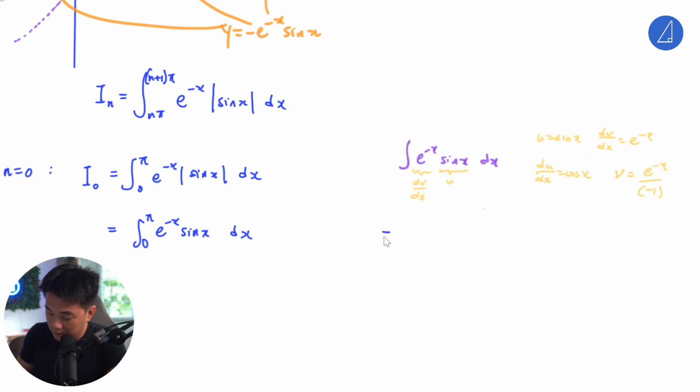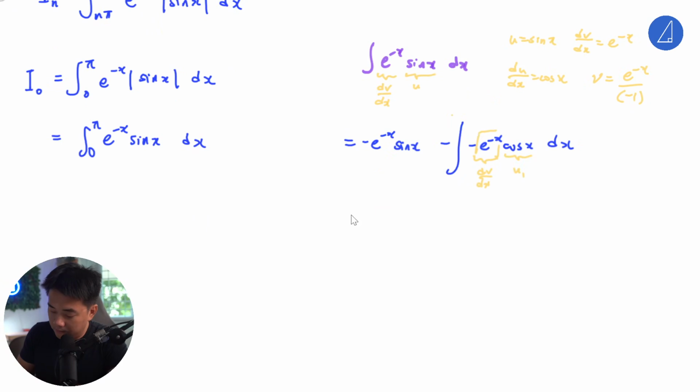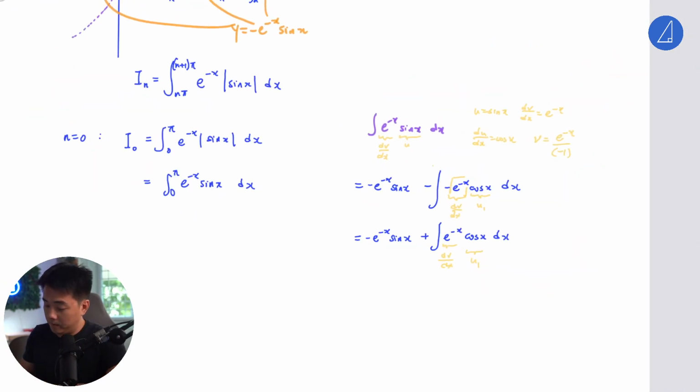So what you're going to do is uv, which is minus e to the minus x sine x, minus the integral of v du, which is minus e to the minus x cosine x here. Here, same thing. I'm going to let this be my u again. This is my dv dx, obviously without the negative. So let me just rewrite this down. There you go.